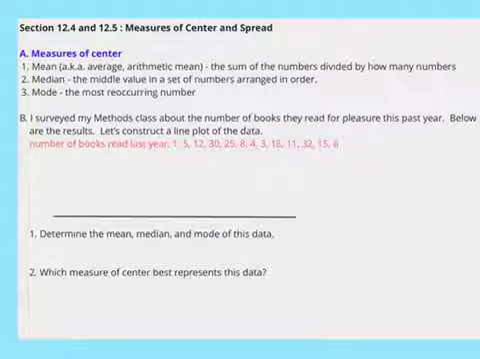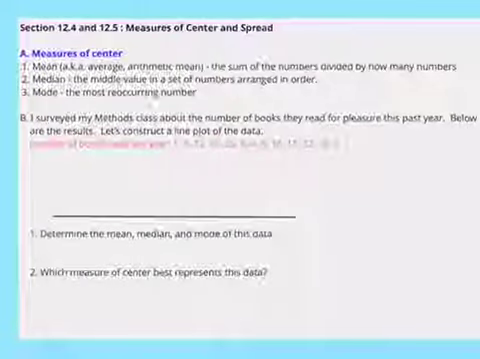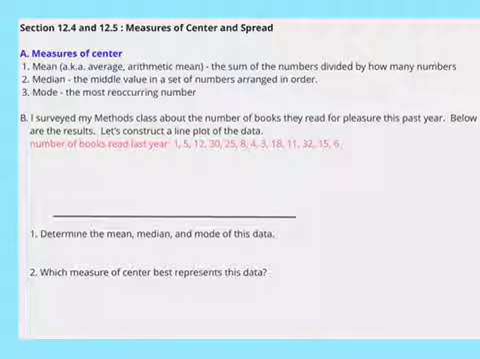Let's take a look at data. I surveyed my methods class about the number of books they read for pleasure last year. Below are the results. We're going to first construct a line plot of the data, and then we're going to go ahead and do a couple calculations. So I can see that my data, the lowest value is 1, and the greatest value is 32.